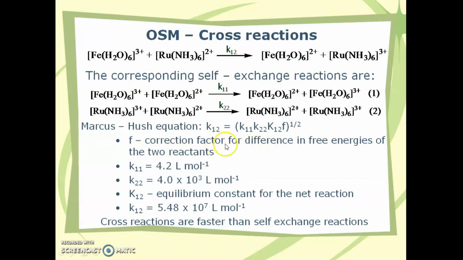and f is the correlation factor, which refers to the difference in the free energies of the two reactants. So these people observed that the rate of the first self-exchange reaction is 4.2 in the case of iron. In the case of ruthenium, the rate of the reaction is 4 into 10 power 3. Both are taking place through the outer sphere mechanism.